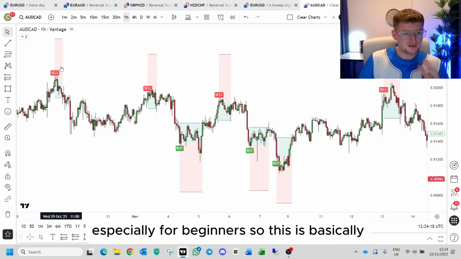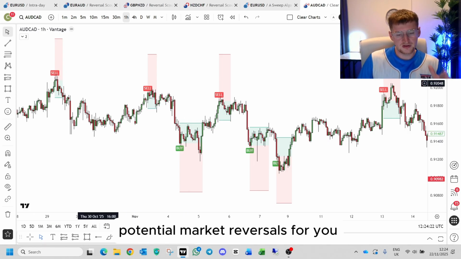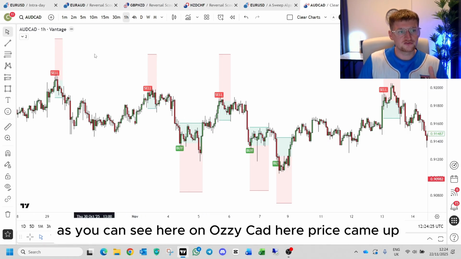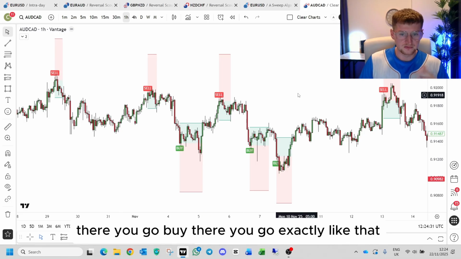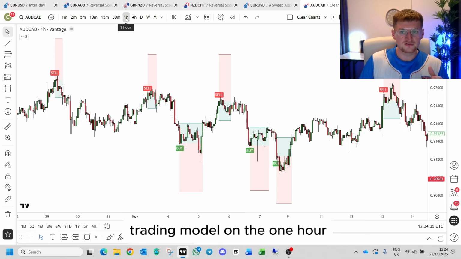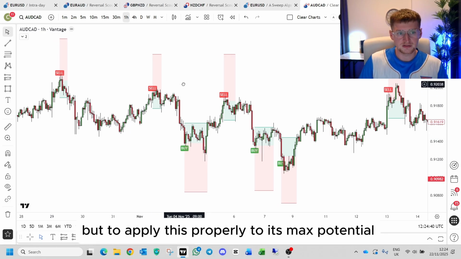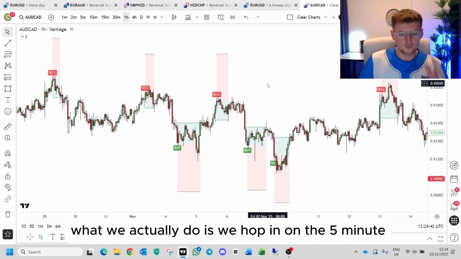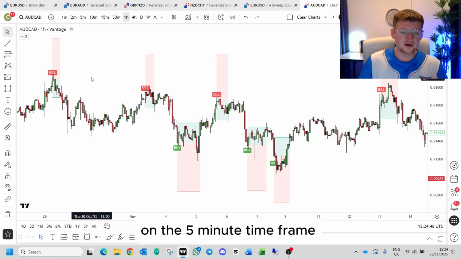So this is basically a tool that will plot potential market reversals for you, as you can see here on Aussie CAD. Here price came up, it said sell, there you go, sell, there you go, buy, there you go, exactly like that. Now this is more like a swing trading, day trading model on the 1 hour, but to apply this properly to its max potential, what we actually do is we hop in on the 5 minute and trade this using smart money concepts on the 5 minute time frame.